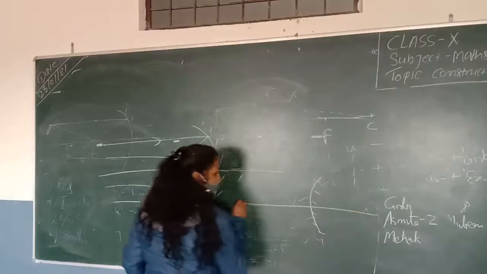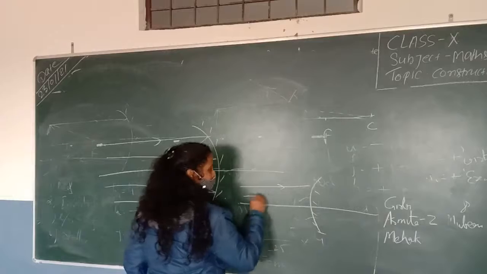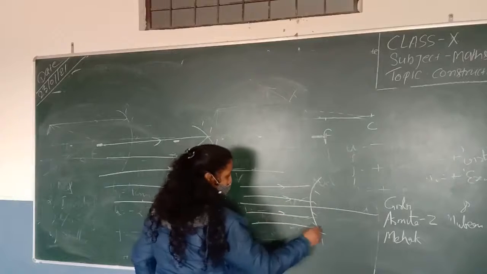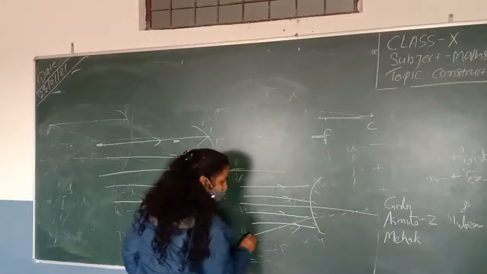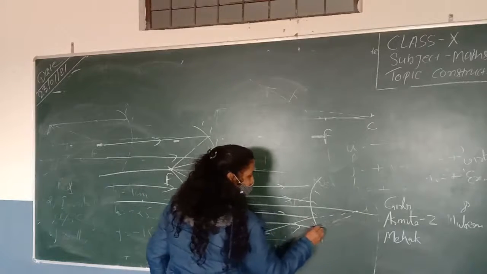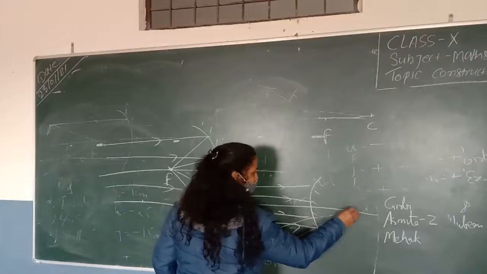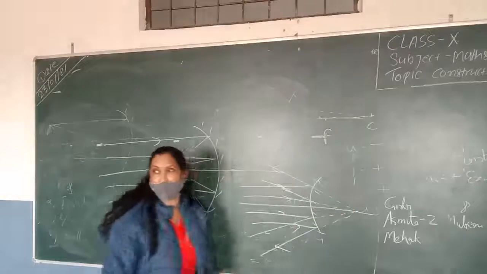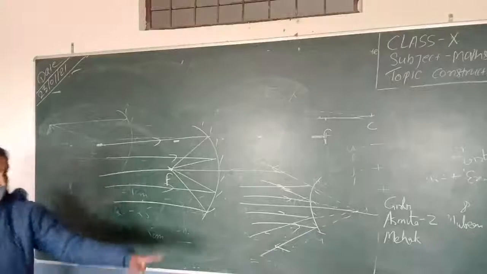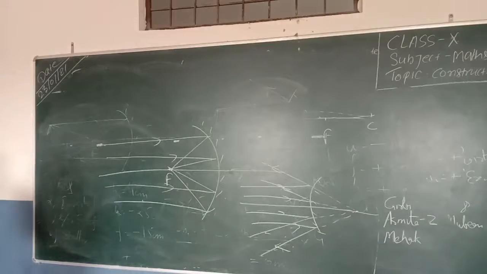this is a convex mirror. The light which is coming initially parallel to the principal axis, after reflection from the mirror, appears to be diverging from a point. They appear to diverge from a point on the principal axis, and this is called the principal focus of the convex mirror.